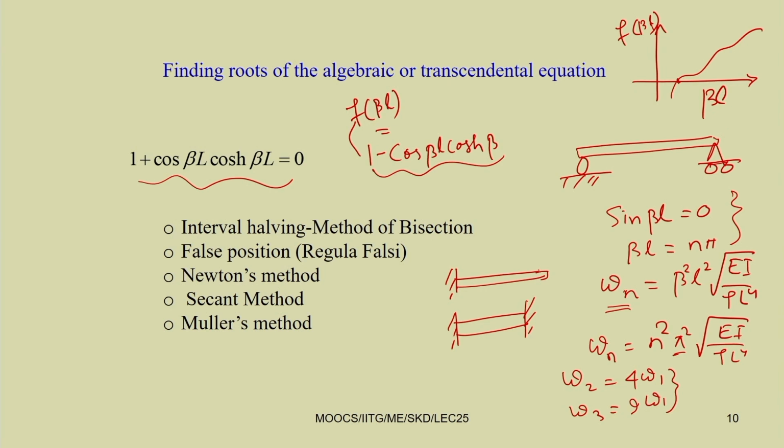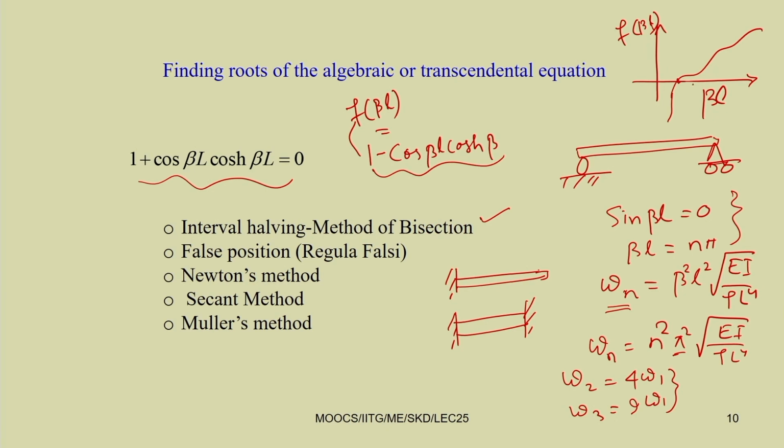There are several methods of finding these roots. Some methods are interval halving or method of bisection, then false position or regula falsi, then Newton's method, secant method, Muller method. There are several methods. The basic principle in all these methods, for example, in method of bisection and false position, is that you have to find two values of beta L for which this f beta L will have both positive and negative values.